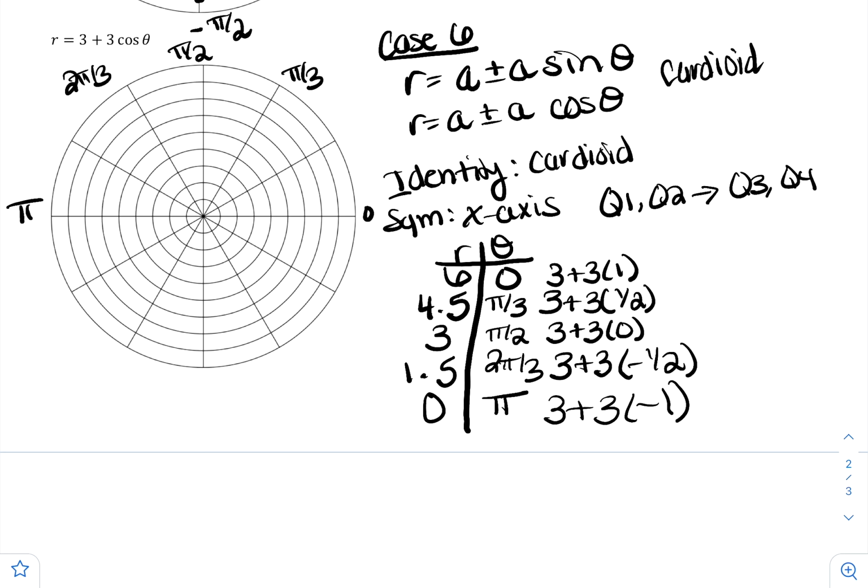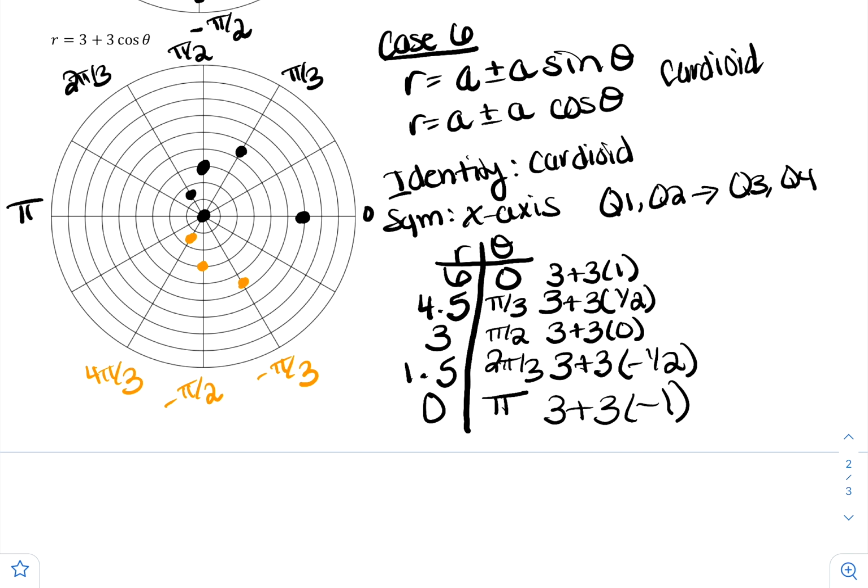Next we plot. So 1, 2, 3, 4, 5, 6. 4.5. 1, 2, 3, 4.5. 3, 1, 2, 3. 1.5. And then 0. So next, I'm going to mirror. So pi over 3 will mirror to negative pi over 3. So 1, 2, 3, 4.5. Pi over 2 will mirror to negative pi over 2. 1, 2, 3. Perfect. And then 2 pi over 3 will mirror to 4 pi over 3. So 1.5. So here's my cardioid.